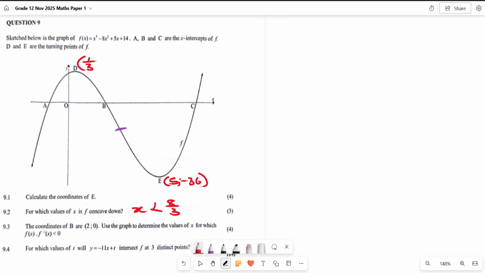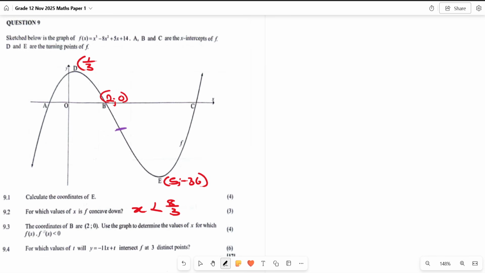Oh, look at this. We need to find the coordinates of B. The coordinates of B, right, where, actually they said x is 2. So x is 2 and y is 0. X is 2, y is 0.